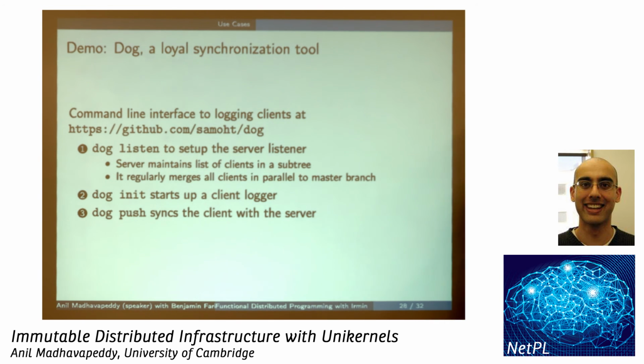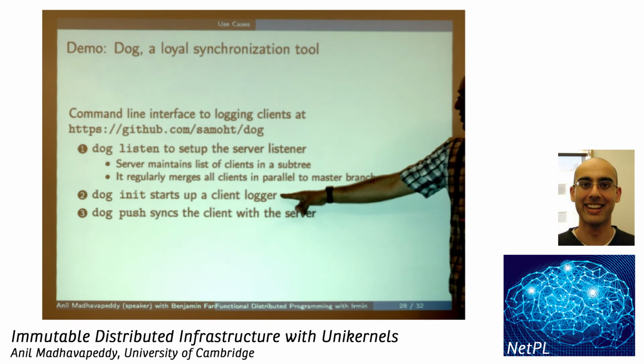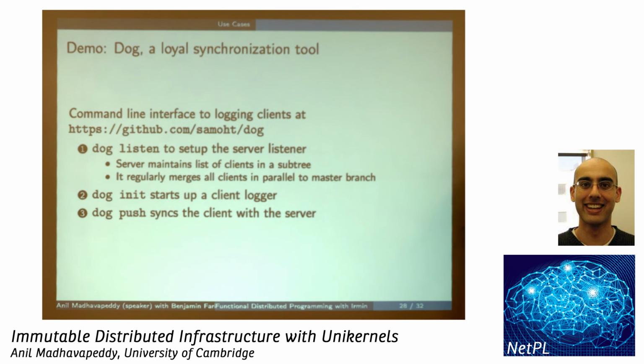I'm not going to show you a demo of Dog, but the idea is that if you actually want a really slick logging system, you have to do some work. What Dog does is give you a command line tool, no libraries involved, where you can listen for logs, and you can have a client that pushes logs. And the really cool thing is that you can actually back this on GitHub.